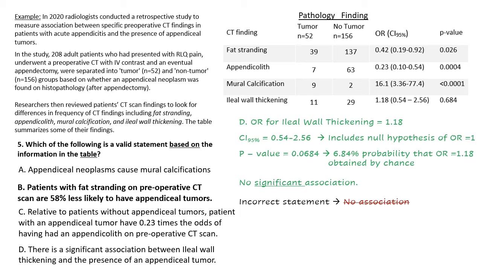Also, the p-value is equal to 0.0684, meaning there's a 6.84% probability that an odds ratio of 1.18 was obtained by chance or due to randomness.